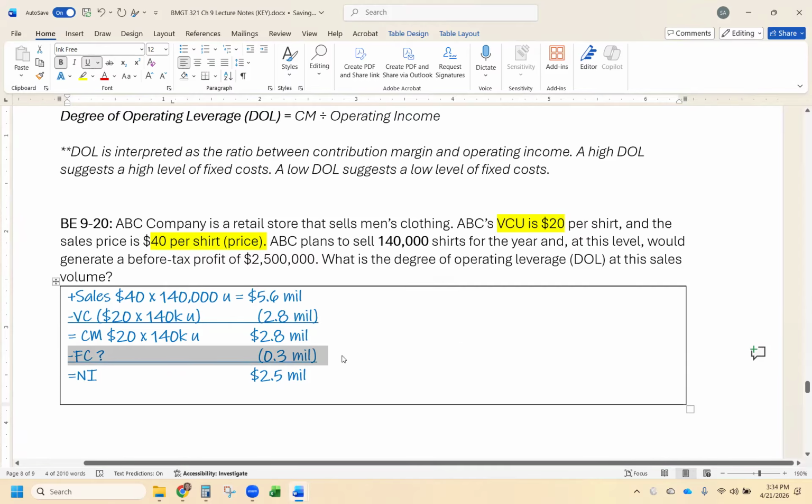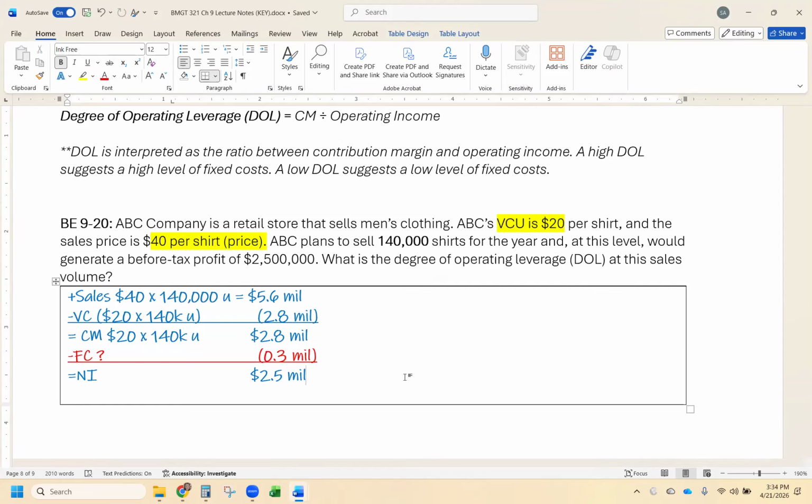And for most of the problems, you can calculate the whole income statement out. Mostly, not always, but most of the time you can. All right, so questions so far on that?